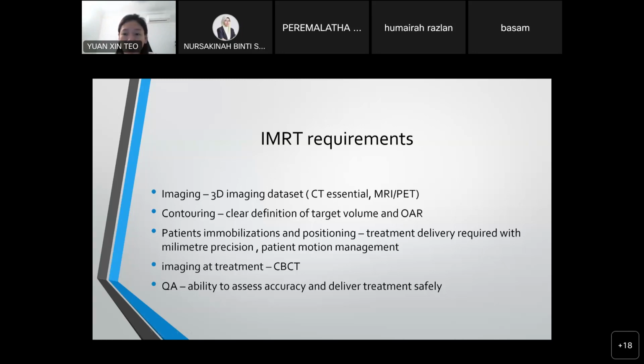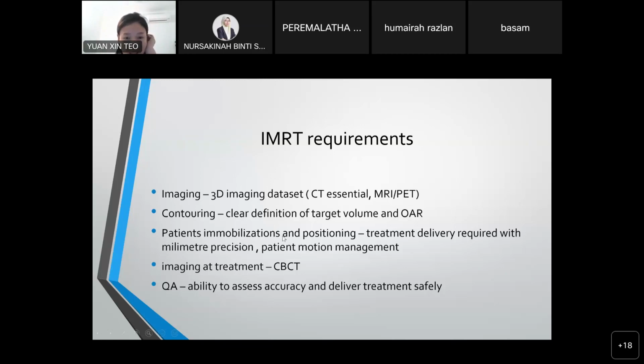volume and also our OAR, because sometimes it's very difficult to see where maybe the brainstem is. And for the doctor, it is clear to see the tumor.